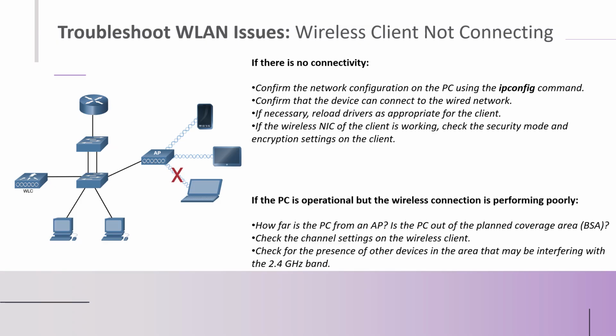When the user PC is eliminated as the source of the problem and the physical status of the devices is confirmed, begin investigating the performance of the access point. Check the power status of the access point.